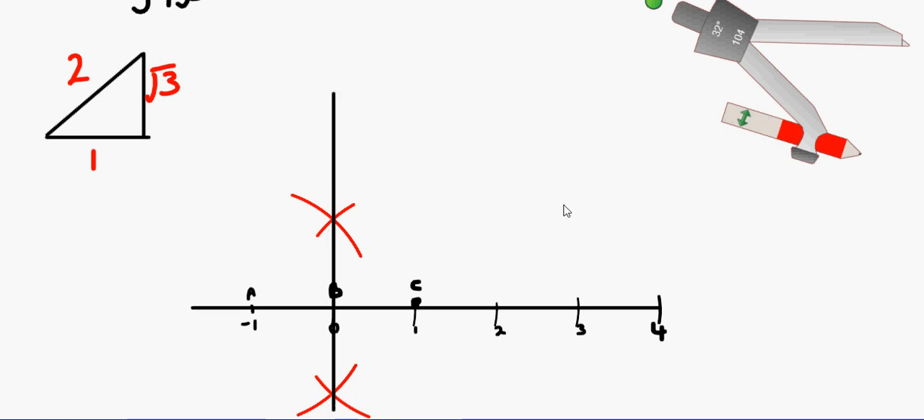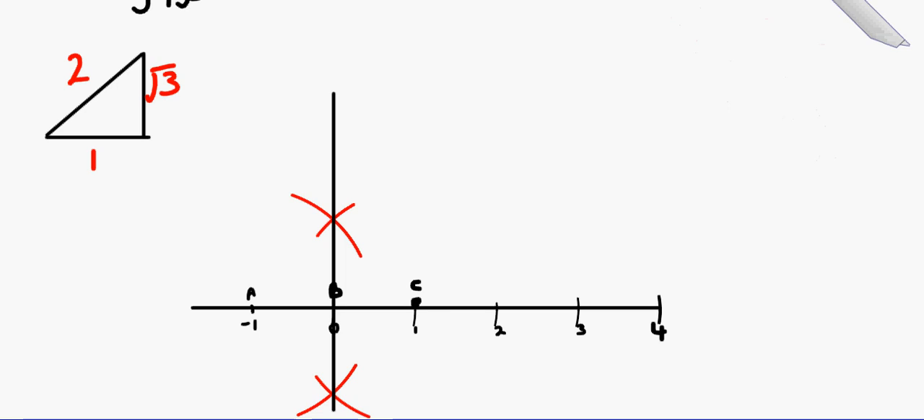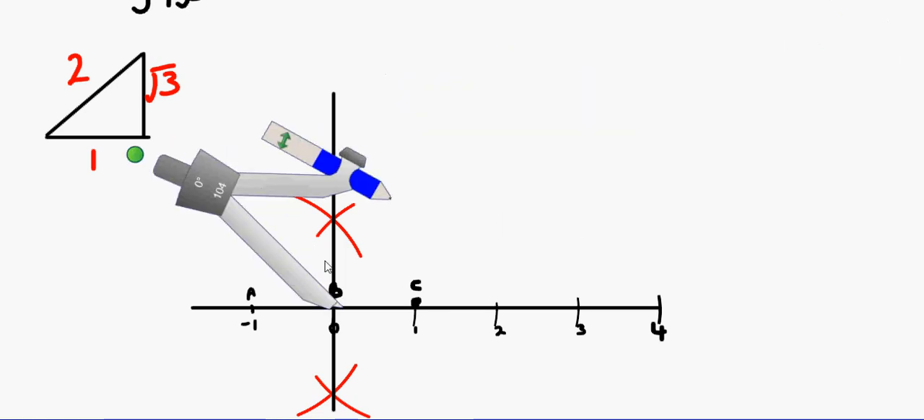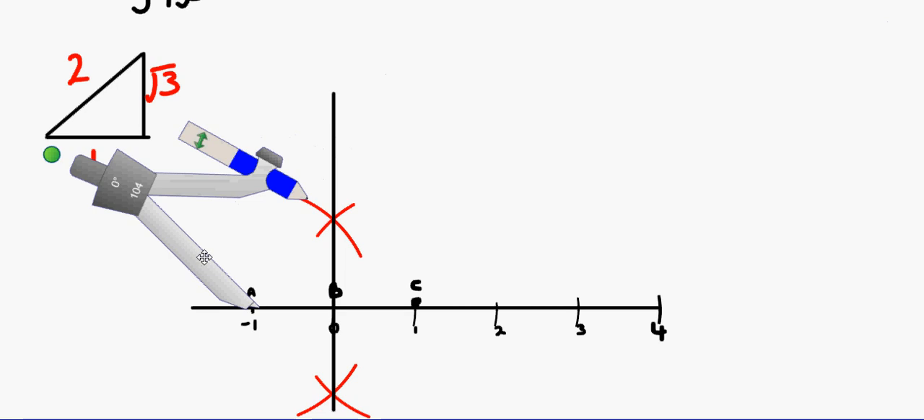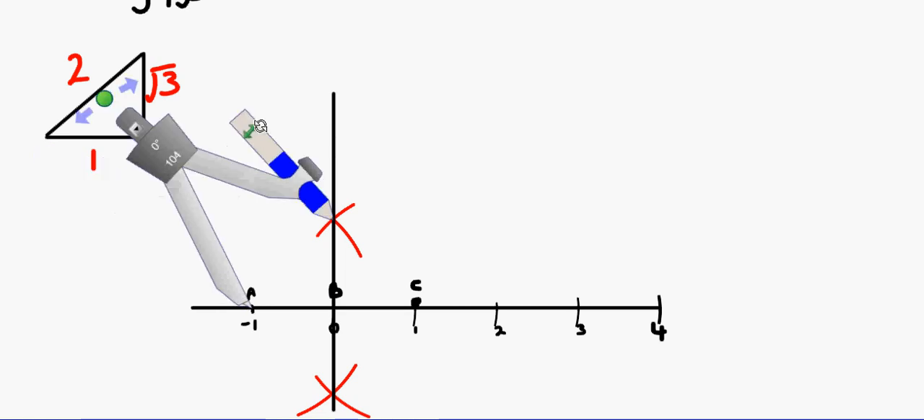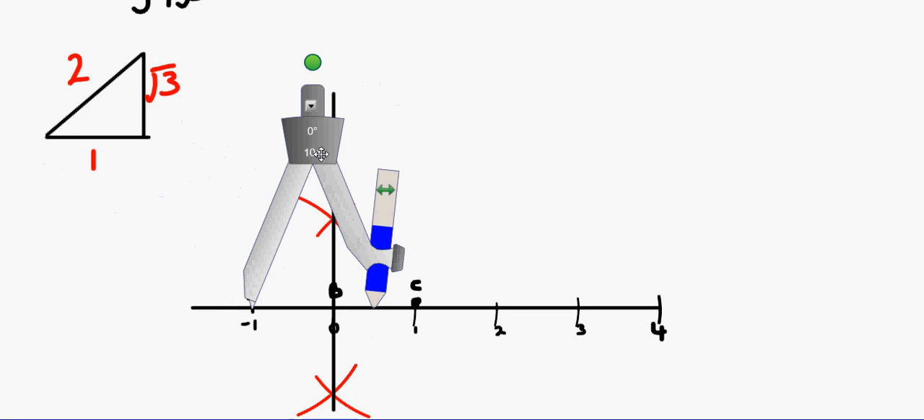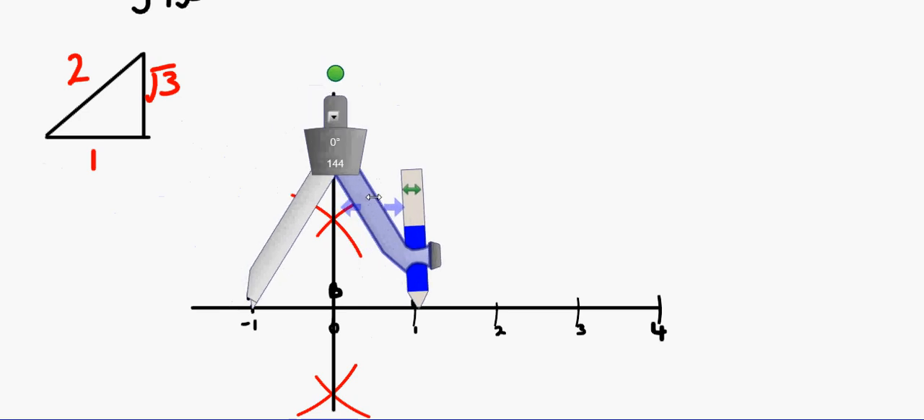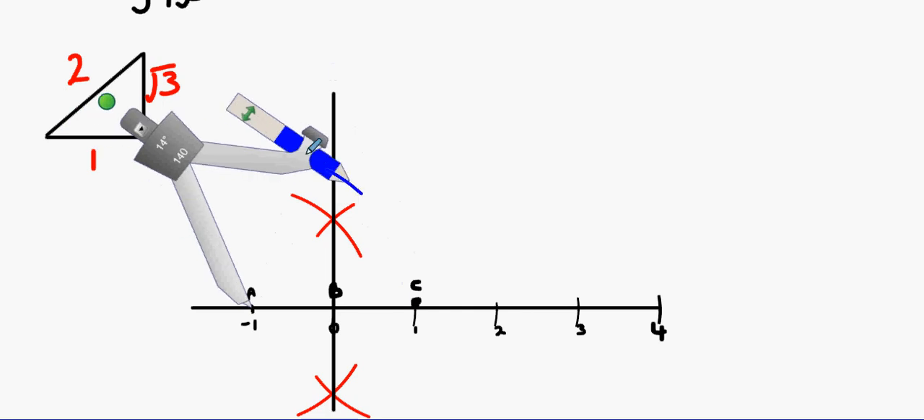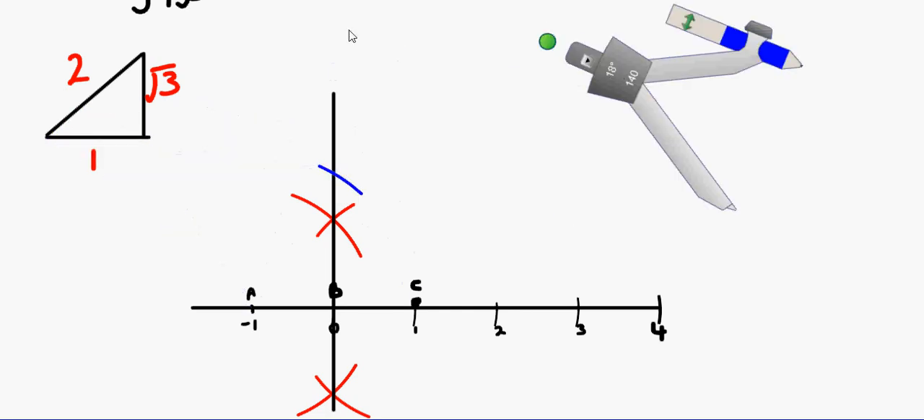Now we're going to get a gap of 2. How do I get a gap of 2? Using the blue pen this time. Grab this. Go to -1, and you can always just measure it out using the compass, can't you? And where does it hit? Up here. Let's label more points here. This can be D, this can be E, and this part can be F.